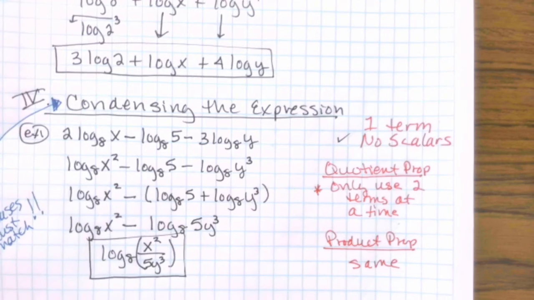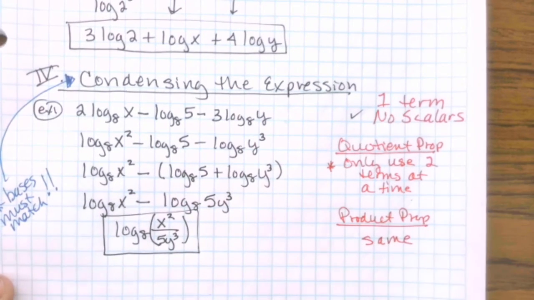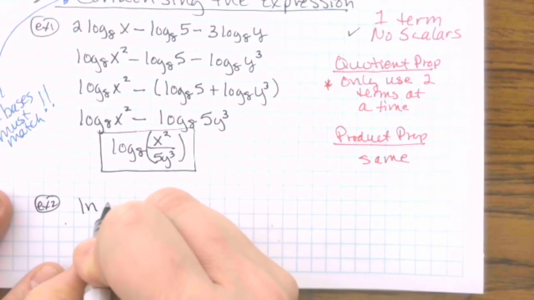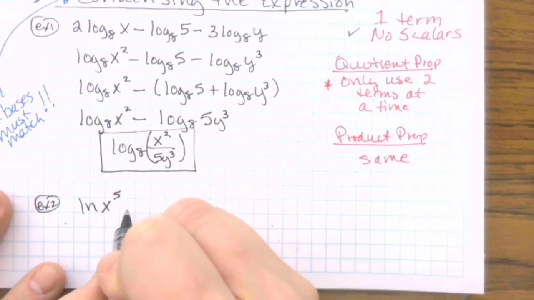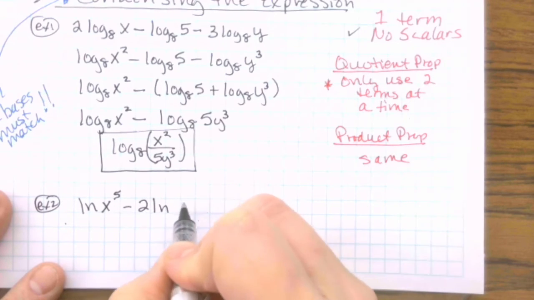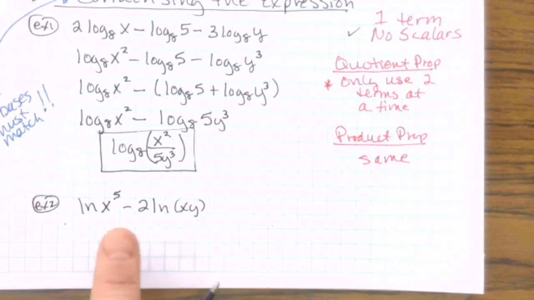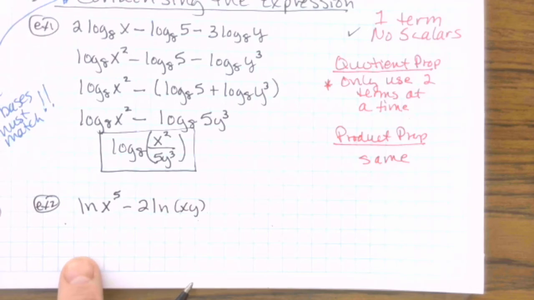All right, let's do another condensing problem. So example 2, this one's a little shorter. Natural log x to the 5th minus 2 natural log of xy. Okay, so these are both natural log, which is good because it means they're both base E and we can put them together.